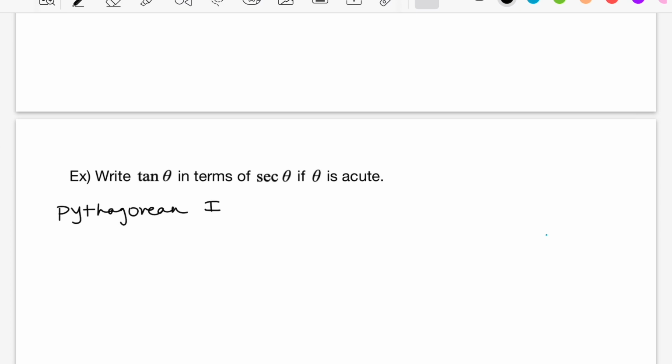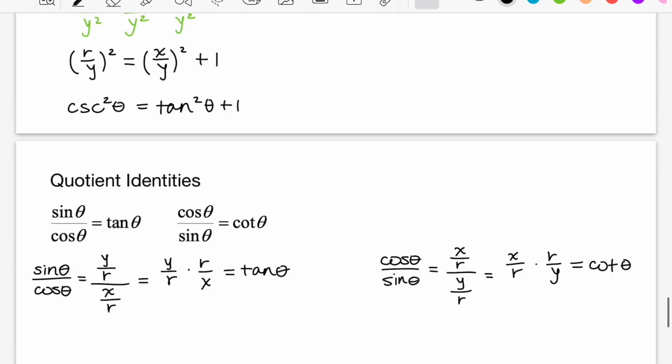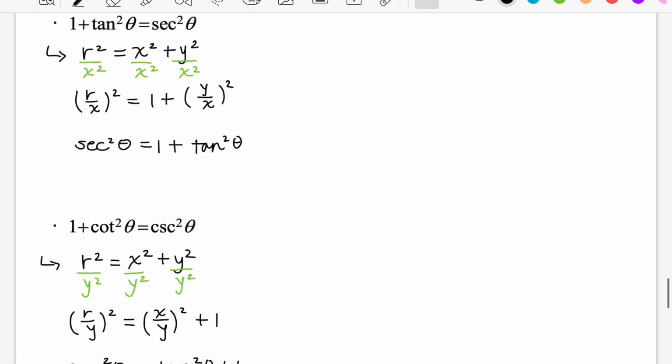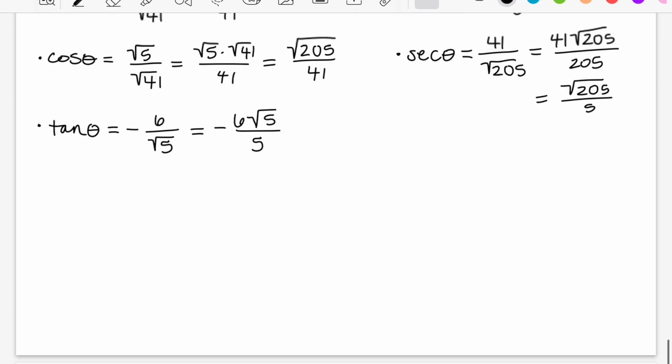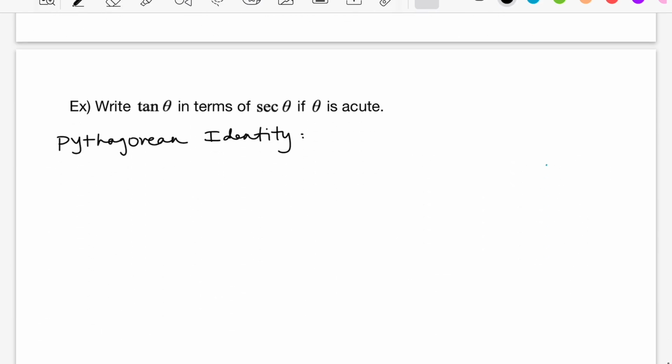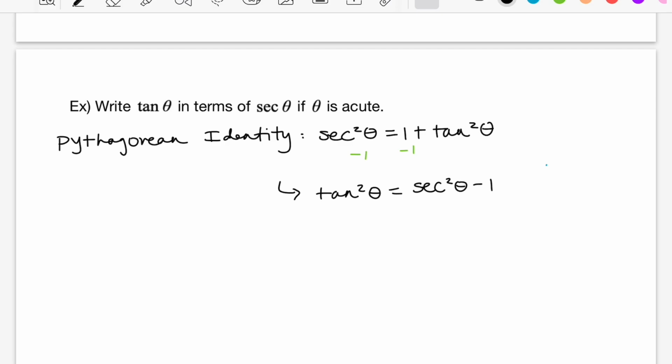Now what we'll do for this one is use our Pythagorean identity, which tells us that secant squared theta is going to be equal to 1 plus tangent squared theta. And what we'll do is use this to solve for tan theta. So we'll subtract 1 on both sides of this guy. We'll get tangent squared theta is then going to be equal to secant squared theta minus 1.